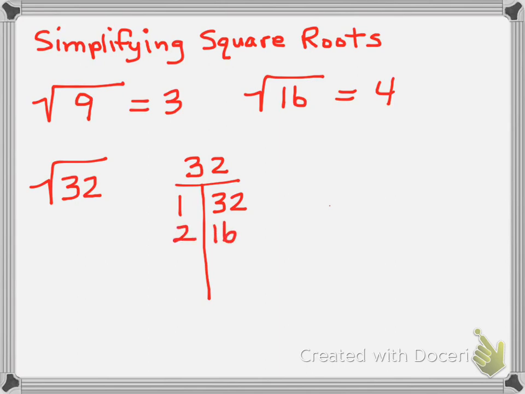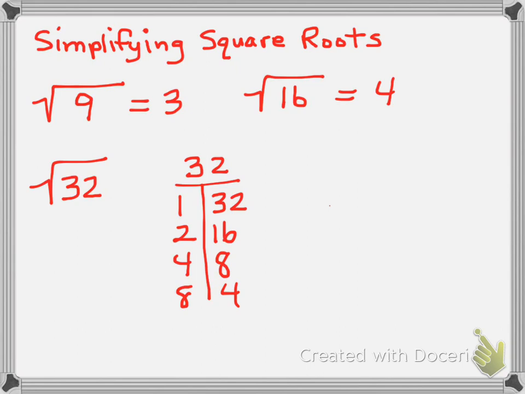So when we try 2, 2 times 16 is 32. 4 times 8 is 32. We skipped over 3 because 3 doesn't divide evenly into 32. 8 times 4 is 32, but we already found that in 4 times 8. So we'll stop.